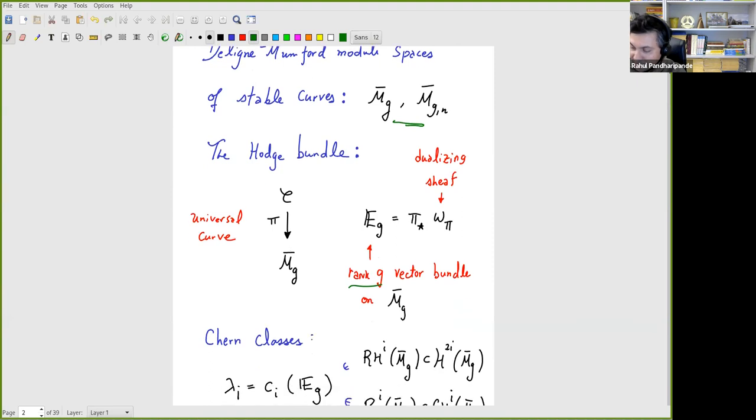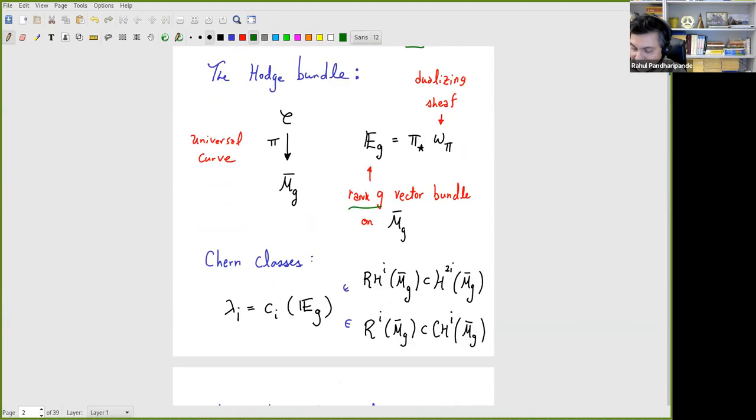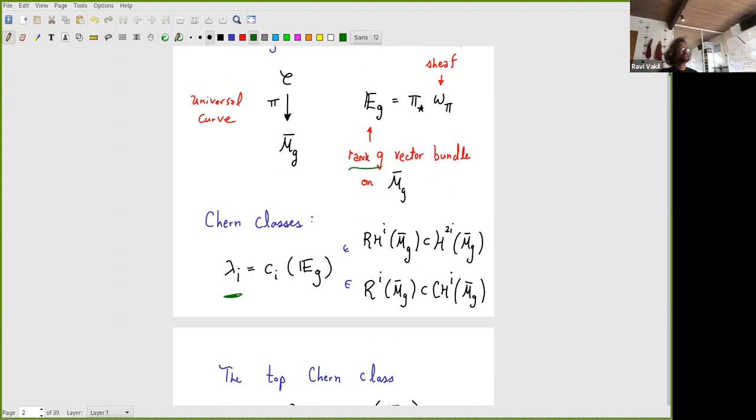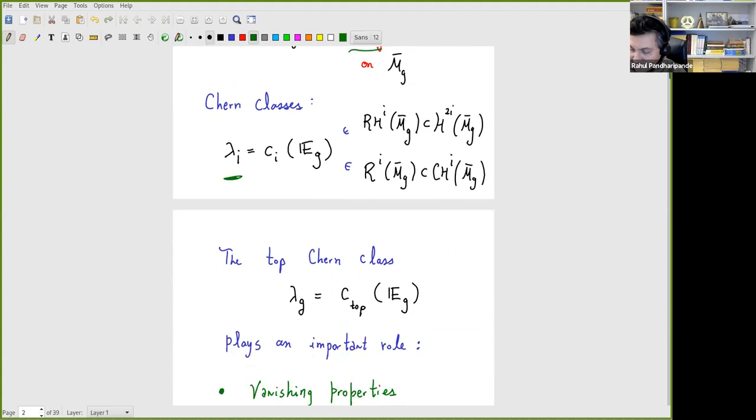So it's a rank g bundle, a basic bundle, and it has Chern classes. These Chern classes are normally denoted by lambda i, the ith Chern class. It has Chern classes 1 to g, and g is the top Chern class. You can think of them in various ways: in terms of cohomology, or in Chow, or in terms of tautological classes in Chow or tautological cohomology. More or less, you can pick however you want. It doesn't matter so much for the discussion here. I think I wrote things mostly in Chow. So the top Chern class is this lambda g.